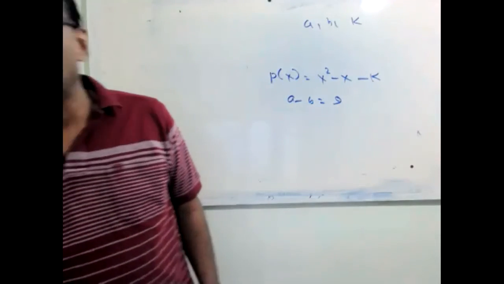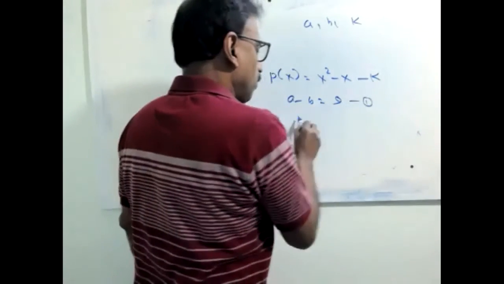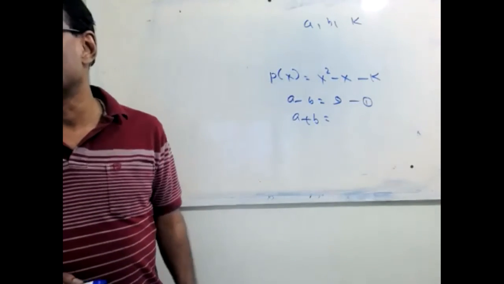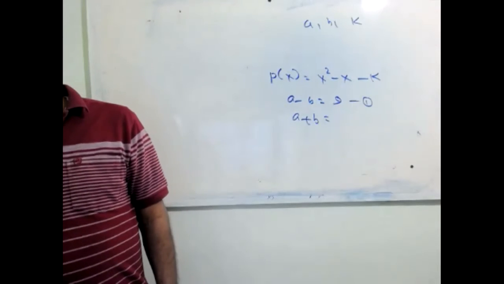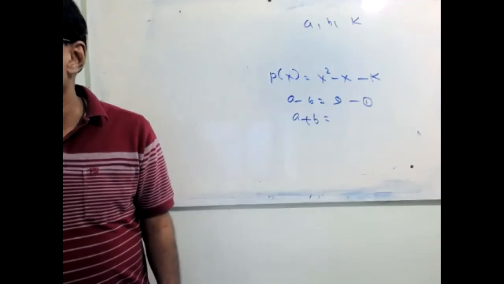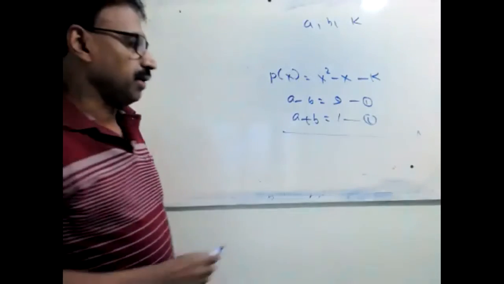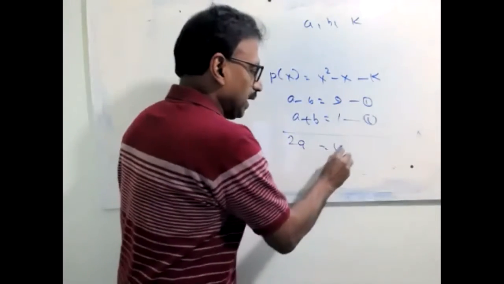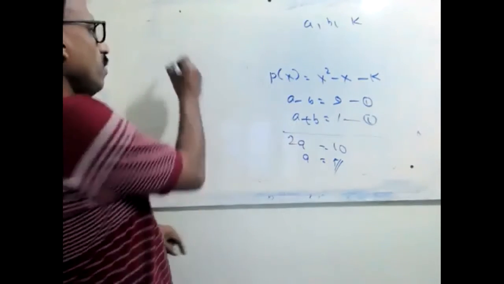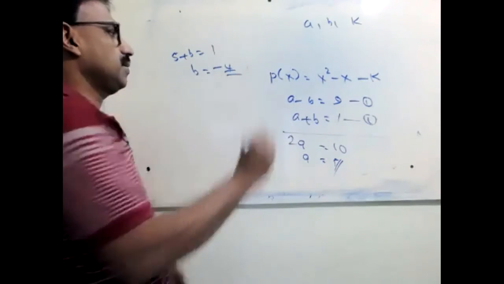Look here. a minus b equal to 9, call it number 1. What about a plus b? Sum of the zeros is what? I know that it is minus b by a, which is 1. Call it number 2. Add both. What do we get? 2a equal to 10. a equal to 5. Right? Substituting, 5 plus b equal to 1. b equal to minus 4.